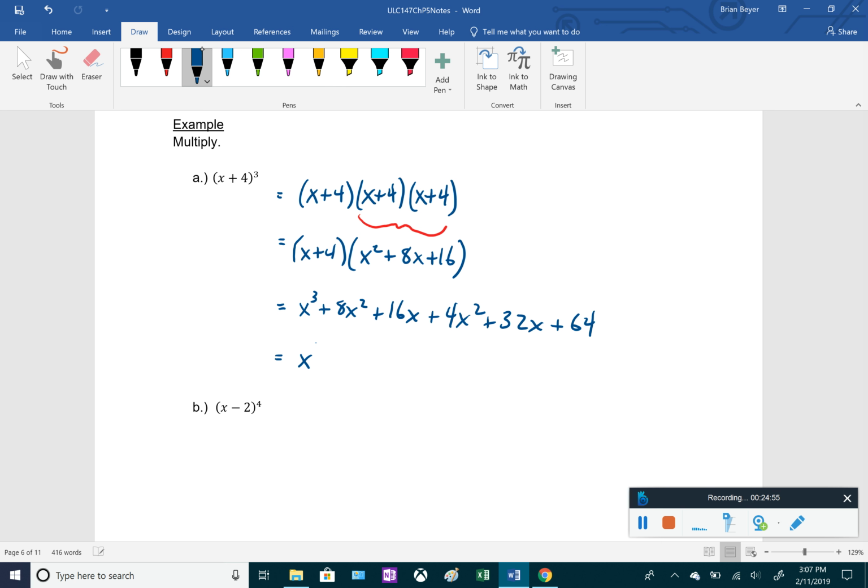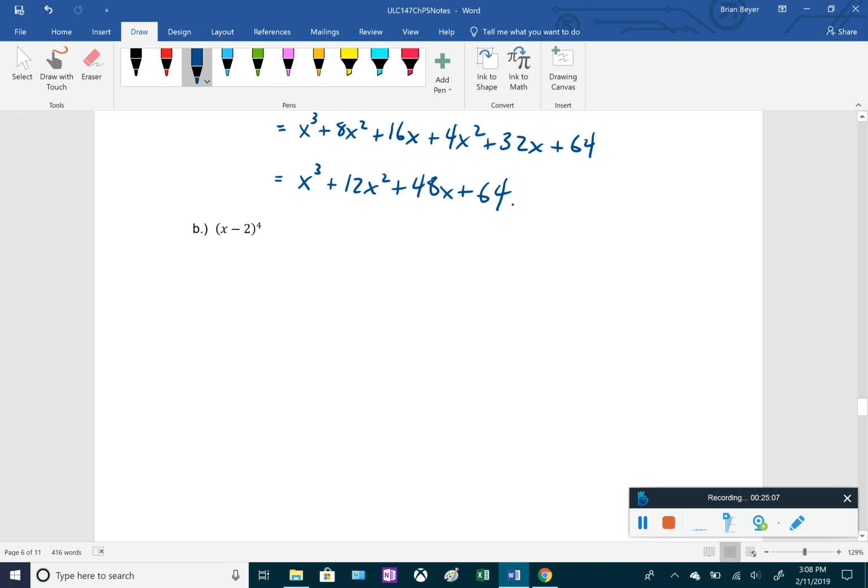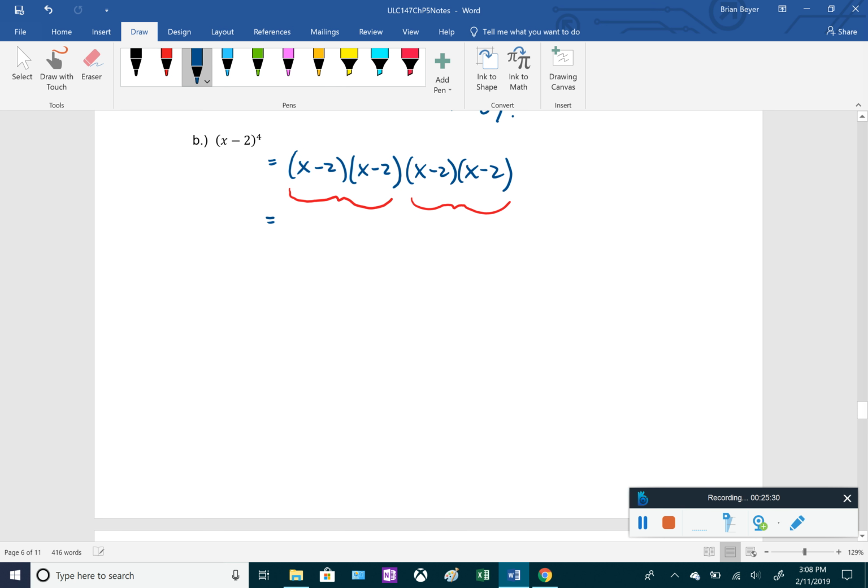Combine like terms, we get x cubed plus 12x squared plus 48x plus 64. Okay, next one we have x minus 2 to the fourth, so it's probably going to get a little messy. To the fourth is x minus 2 times x minus 2 times x minus 2 times x minus 2. I'm going to multiply these two together, and then these two together, and then have two trinomials, and then multiply those together. So it won't be awful.